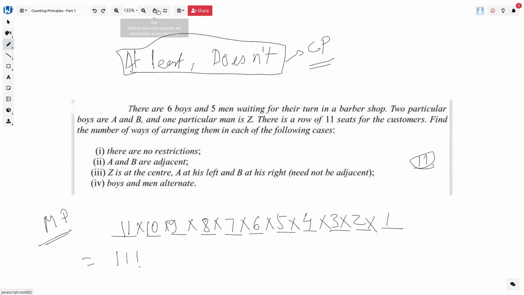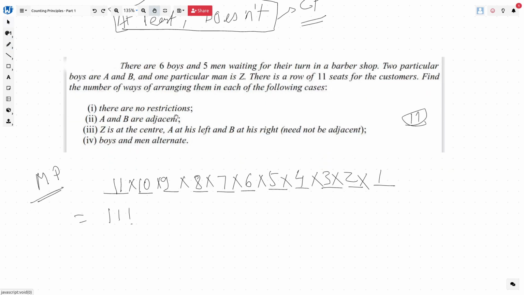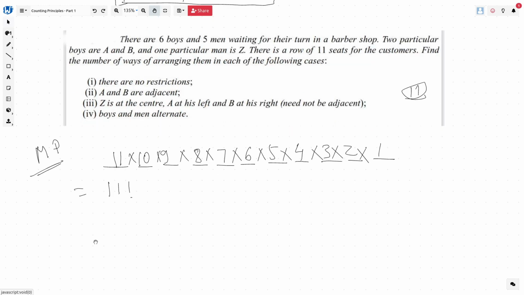Now let's take a second example: A and B are adjacent. So how are we going to do that? Again we draw the same thing. We know that the total number of ways we can make them sit is 11 places. If A and B are sitting adjacent to each other, what does that mean? 1, 2, 3, 4, 5, 6, 7, 8, 9, 10, 11.